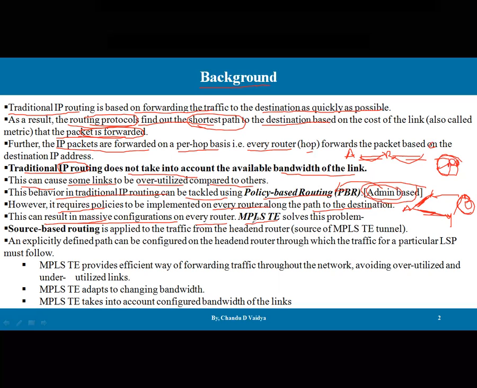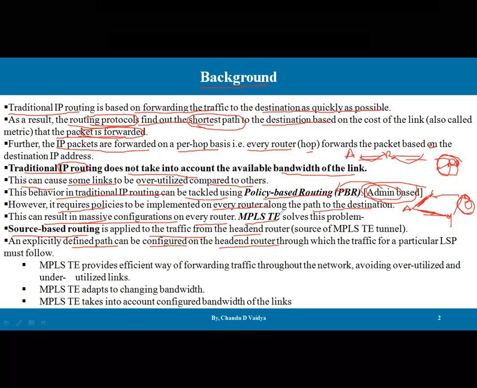This problem can be solved by MPLS-TE, that is MPLS traffic engineering, where source-based routing is applied to the traffic from the head-end router, that is the source of the MPLS traffic engineering tunnel. An explicitly defined path can be configured on the head-end router through which the traffic for the particular LSPs must follow. That is, label switching packets must be followed.